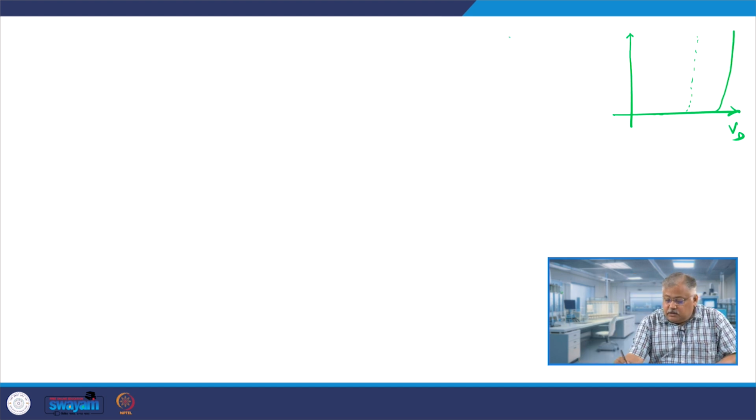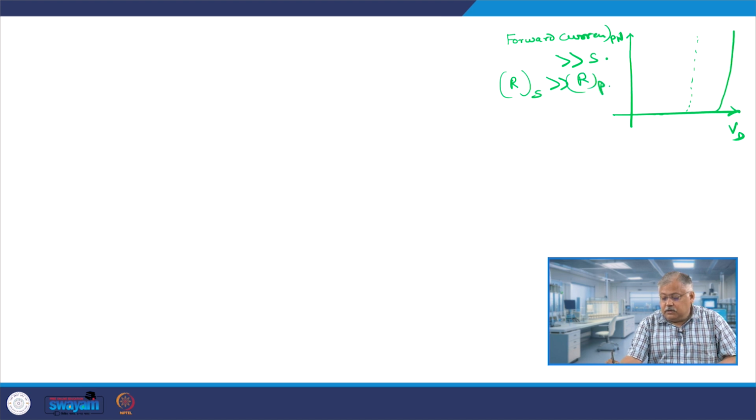The forward current for a PN junction is much larger as compared to Schottky, whereas the reverse current for Schottky is much larger as compared to the reverse current for a PN junction. And it gives you quite an interesting value.